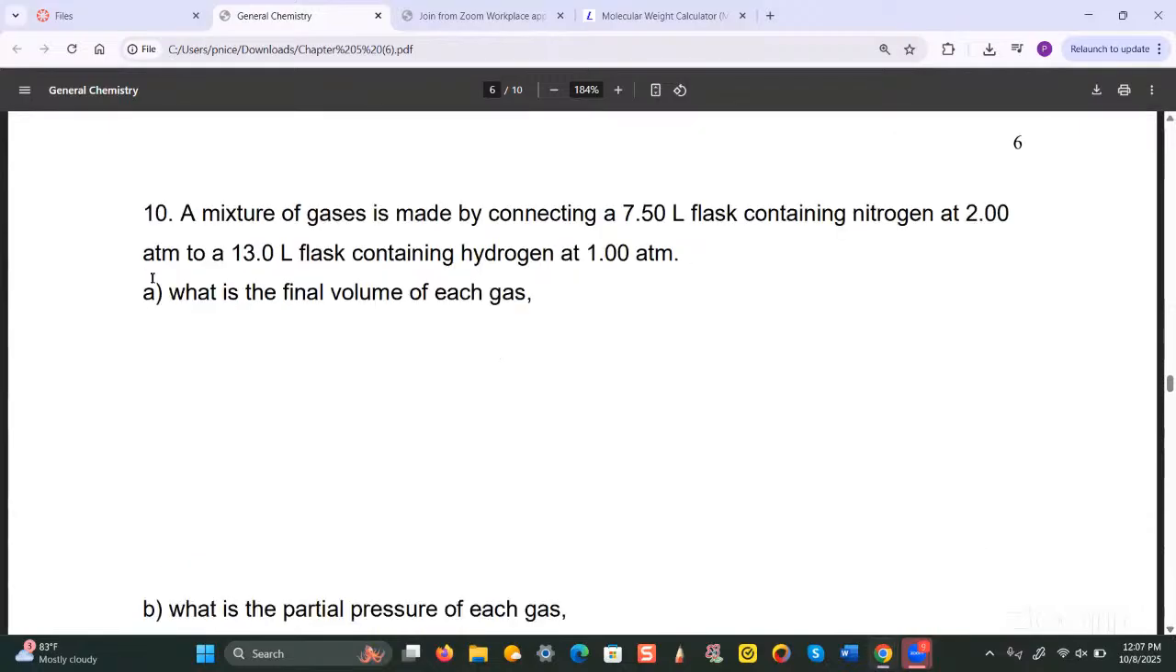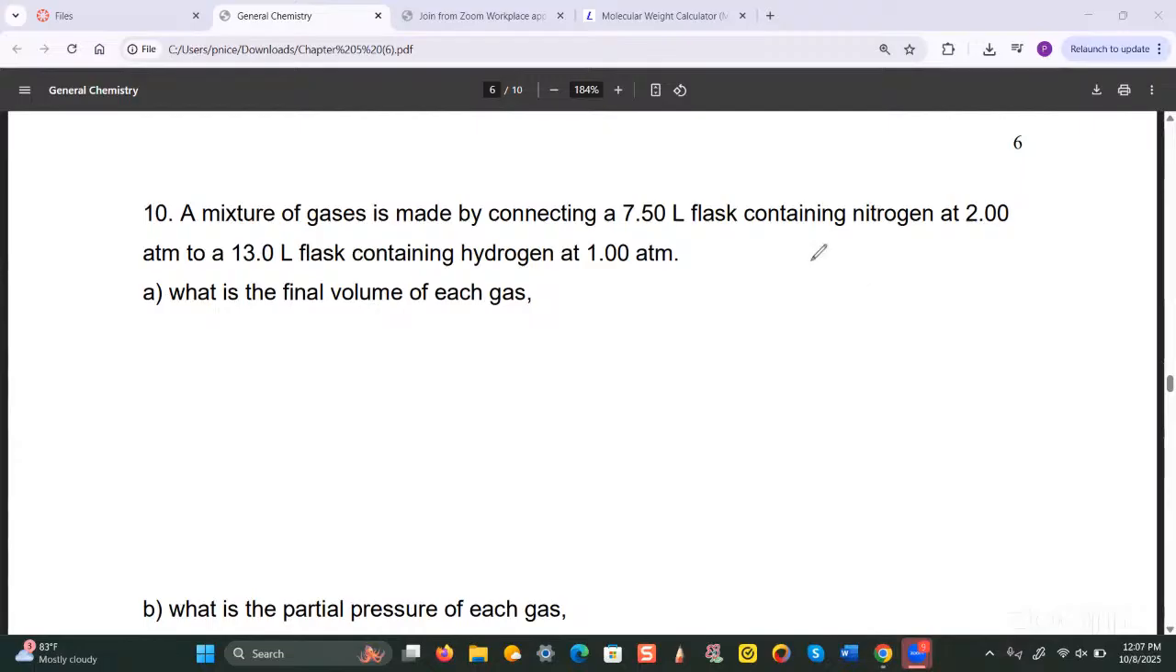Okay. Now, this question says, a mixture of gases is made by connecting a 7.50 liter flask containing nitrogen at 2.0 atmospheres to a 13.0 liter flask containing hydrogen at 1.00 atmospheres. Now, I don't know about you guys, but for a question like this, I like to draw a diagram which gives me a visual as to what we're talking about here. So let me do that here.